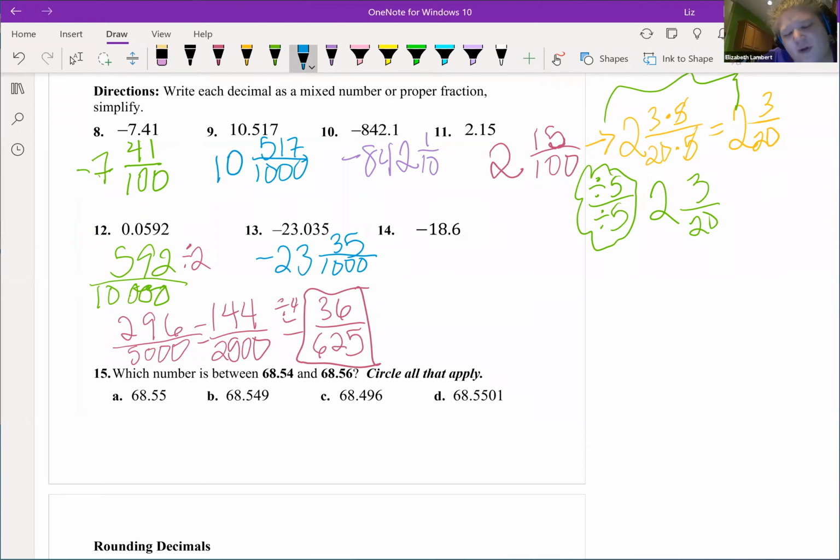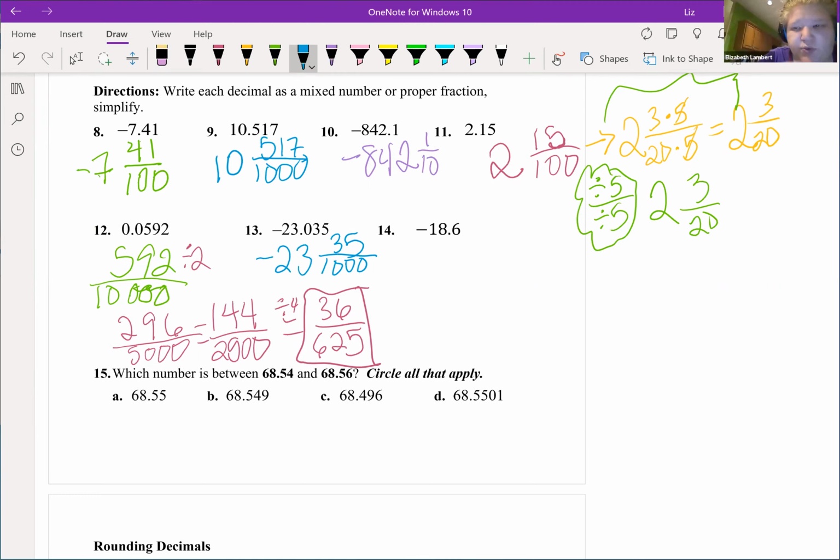And 35 on top. So that is 5 times 7. The 7 will not go into 1,000. The 5 will, though. So 1,000 is like $10. If I'm going to split $10 into 5 equal groups, I'll have $2 for each group.